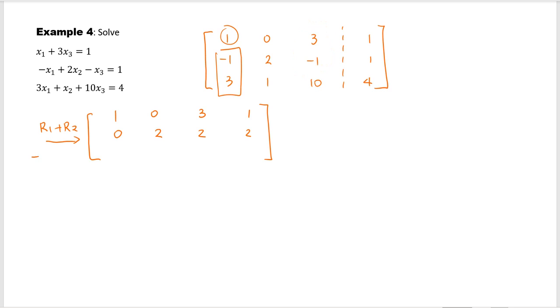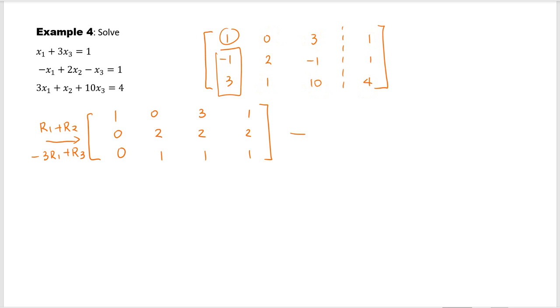We use -3 R1 added to R3. 3 minus 3 is 0. And then 1 minus 3 times 0 is 1. 10 minus 3 times 3 is 10 minus 9, which is 1. 4 minus 3 times 1, 4 minus 3 is 1. Oh, okay.